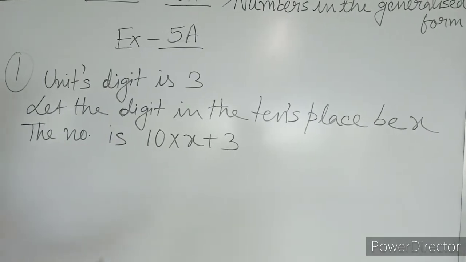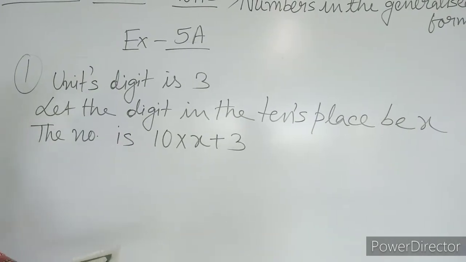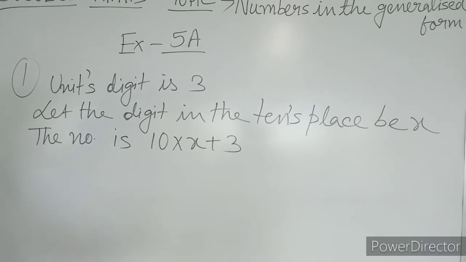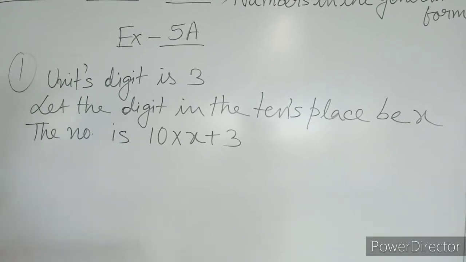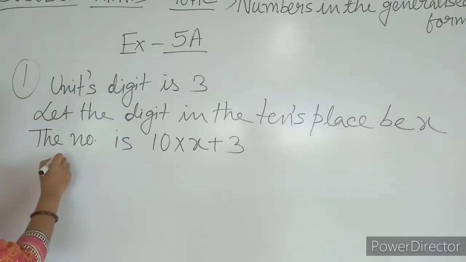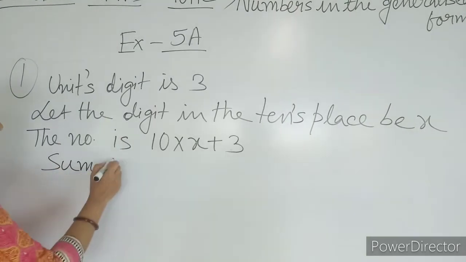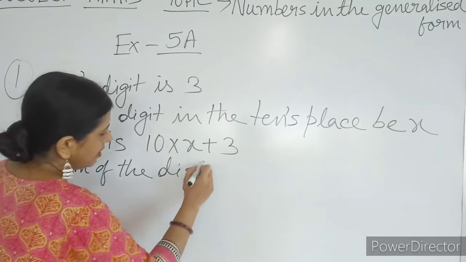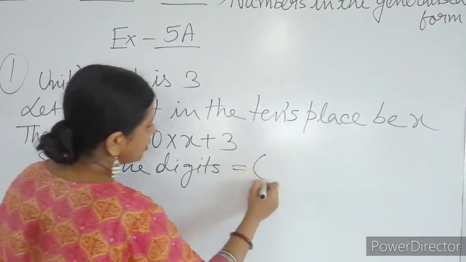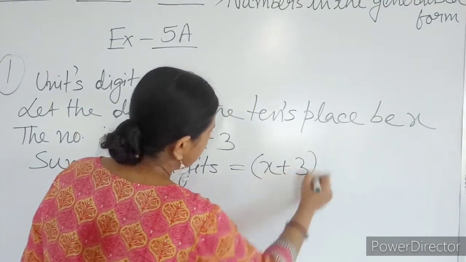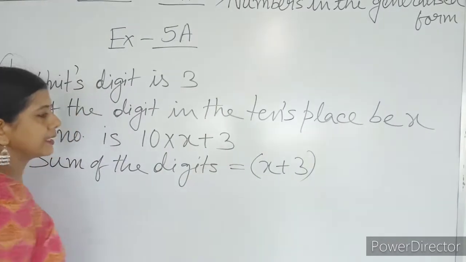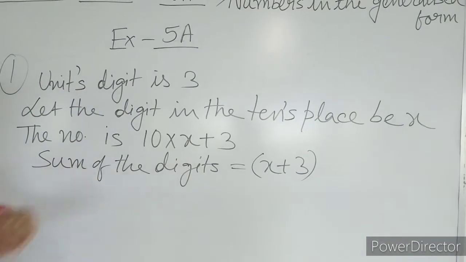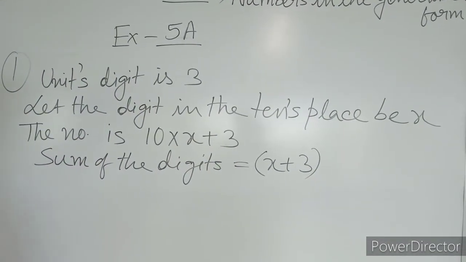Another piece of information is given here. 7 times the sum of the digits is the number itself. Now the sum of the digits is what? The sum of the digits equals x plus 3, because x is one digit and 3 is another digit. So the sum of the digits is x plus 3.